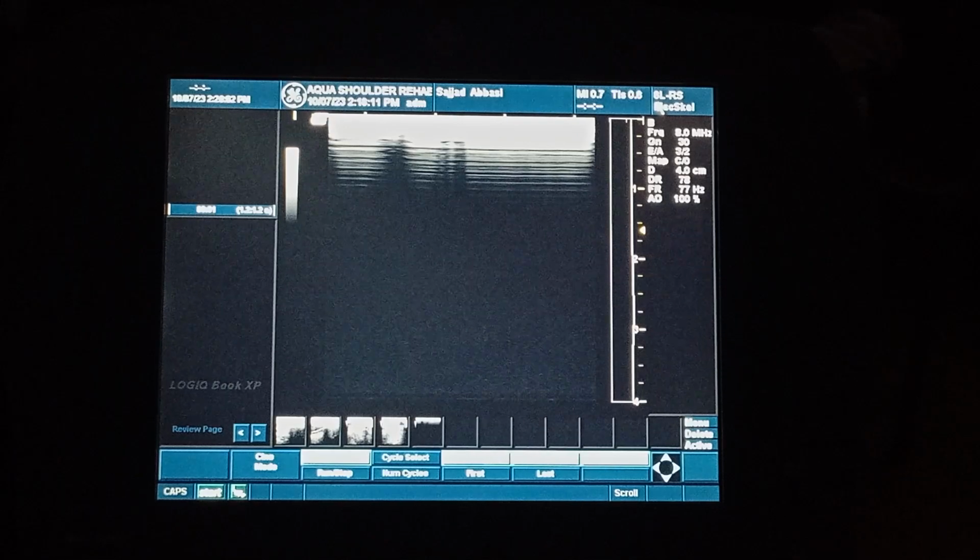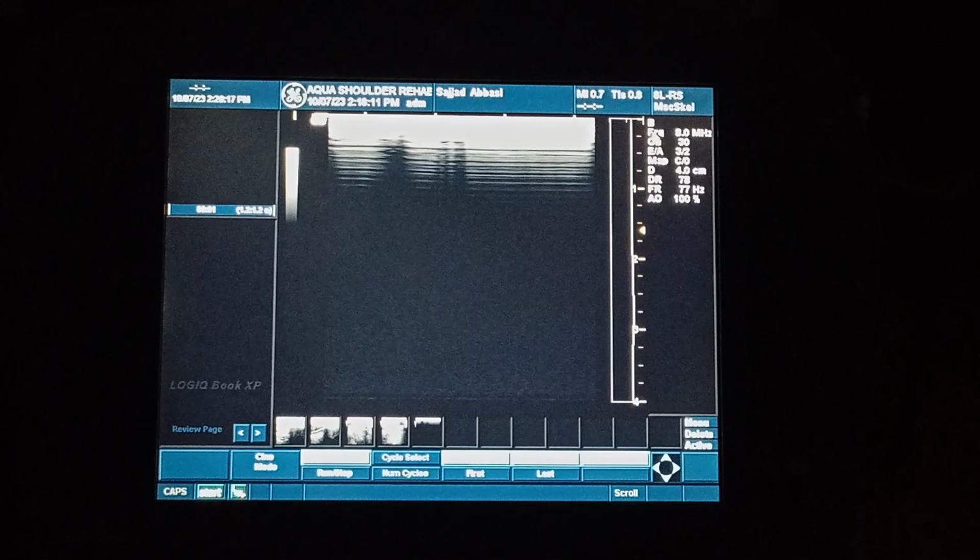8L stands for the frequency, which is 8 megahertz, and L stands for linear. RS is the model and the musculoskeletal function is selected. B is your mode. B stands for the brightness mode, and FRQ stands for the frequency. In this particular case, this frequency is set to 8 megahertz right now.